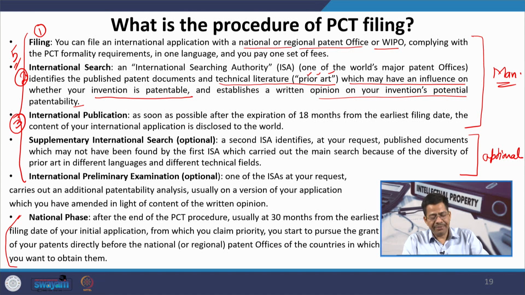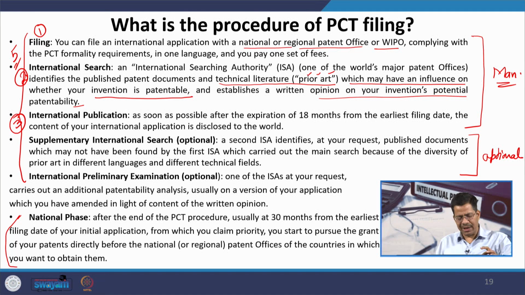So, as soon as possible after the expiration of 18 months from the earliest filing date, the content of your international application is disclosed to the world community. This is the publication which is done by the WIPO office, because now it is available to the global community. However, it is important to note that when you are doing an application in India, the journal is available every Friday evening, and since it is all online, it is available on the internet. So, even that national publication is available to the world. It is not that the Indian journal is not accessible to American citizens or to the European Union. It is just that it is published by the WIPO office, and the Indian journal is published by the IPO office. That is the only difference, otherwise both are the same thing.